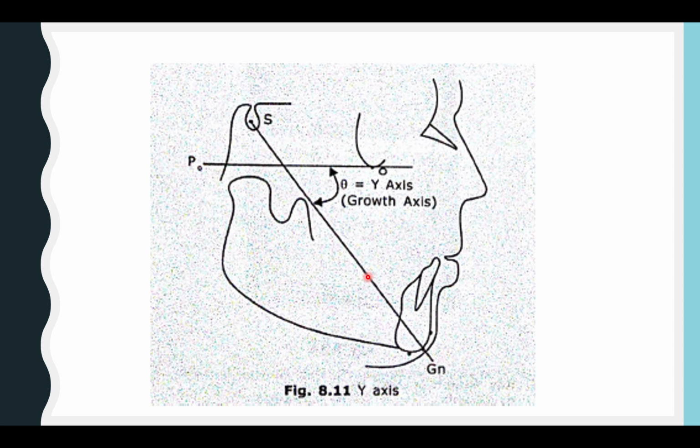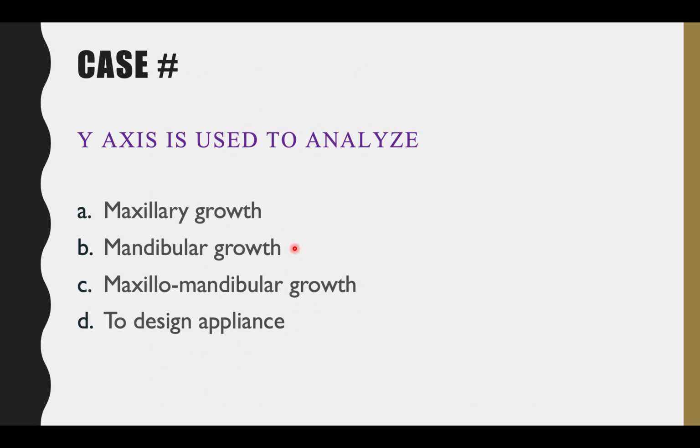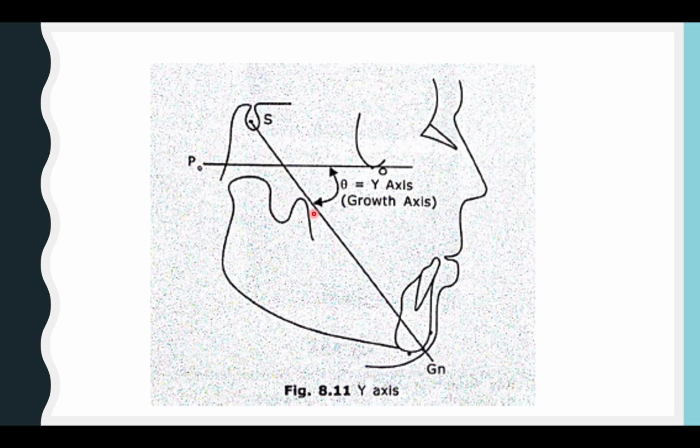So the parameters are present on the mandible. It can show only the effect of the mandible. So options like maxillary and maxillary mandibular growth and designing an appliance can be eliminated. Okay, so the answer is mandibular growth. If it is increased, as I already discussed, it is a vertical growth pattern. If it is decreased, that means towards the SN plane, it is a horizontal growth pattern. So this is also known as the growth axis.